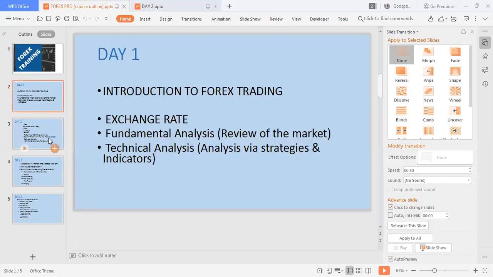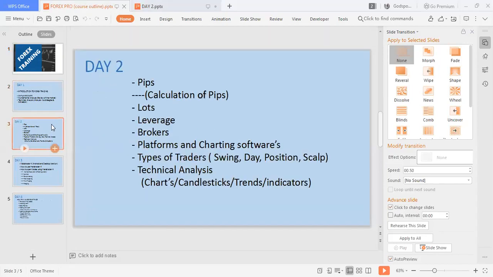We are going to look into pips, lots, leverage, brokers, platforms and charting software, types of traders, technical analysts, technical analysis, charts, candlestick strengths, and indicators. Let's start immediately. Okay, let me share my screen with you.